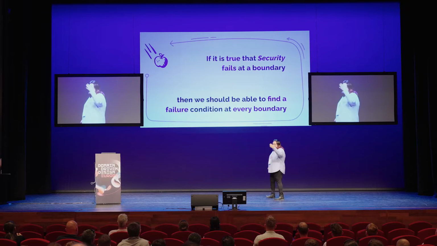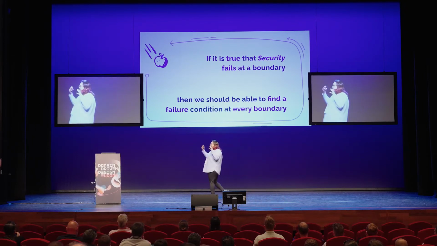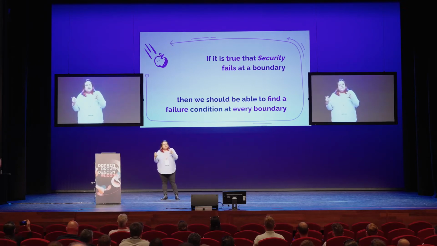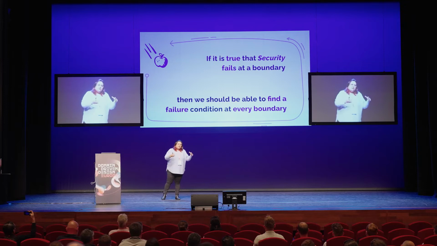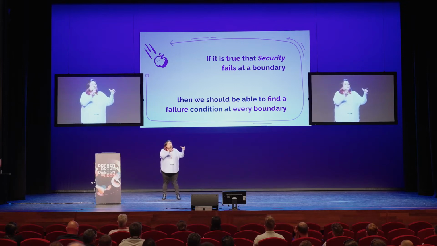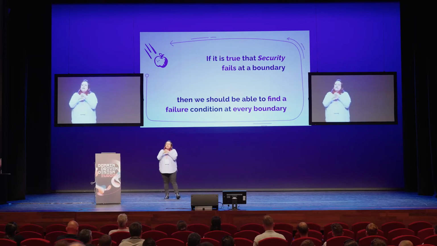Now, as we were hunting for the pattern, I just want to rephrase "security fails at the seams" and talk to what we were really trying to do. What we were trying to do was understand that if it is true that security fails when there is a boundary, then we should be able to find a failure condition at every boundary.